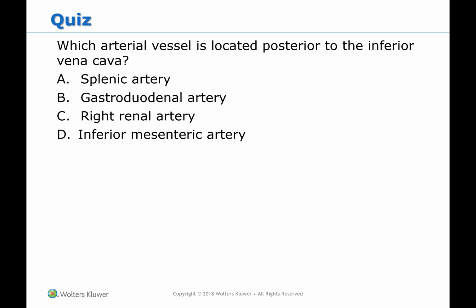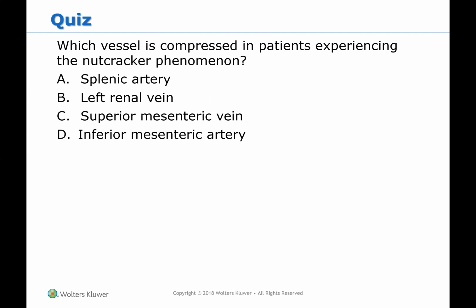Which arterial vessel is located posterior to the inferior vena cava? If you answered the right renal artery, you're correct. And I want you to know that, so make sure that you're putting that in your little stars. Which vessel is compressed in patients experiencing the nutcracker phenomenon? If you went with left renal vein, you are correct.